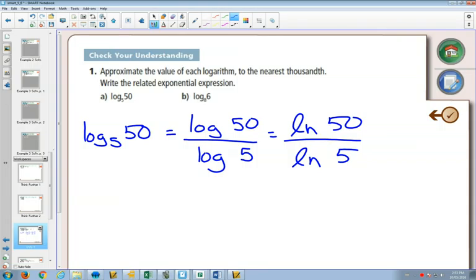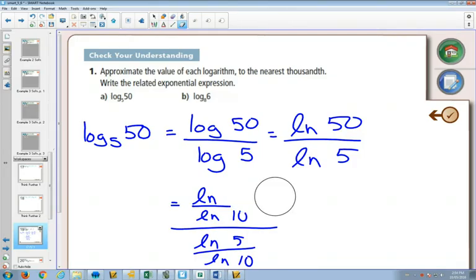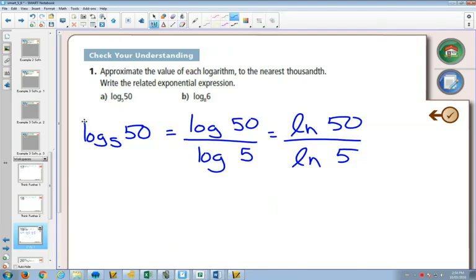No, it doesn't make any sense. But if you wanted to, you could then change, right? You could change the base of this one. This log of 50 is the same as natural log of 50 over natural log of 10. Over log of 5 would be natural log of 5 over natural log of 10, if you wanted to do that. And then you could change the bases again and make it bigger and bigger and bigger. Don't do that. Okay? Just change it once. Yeah. No?